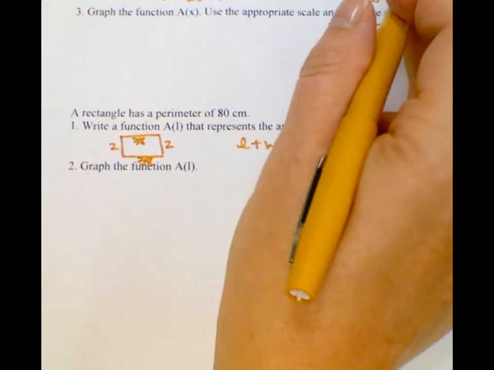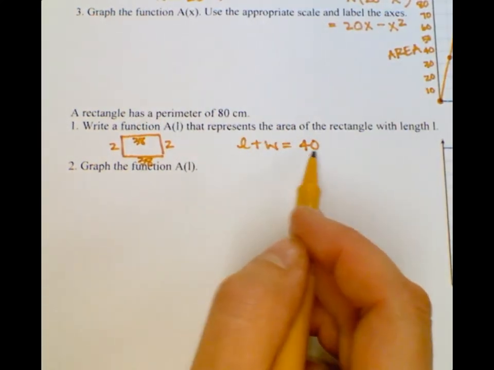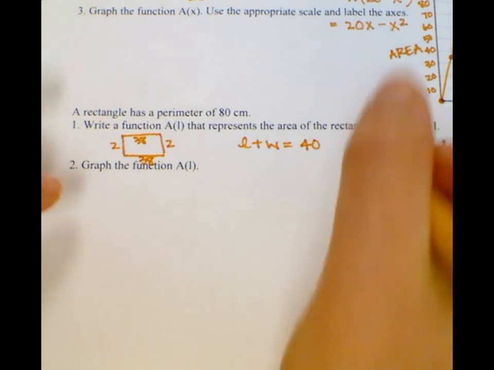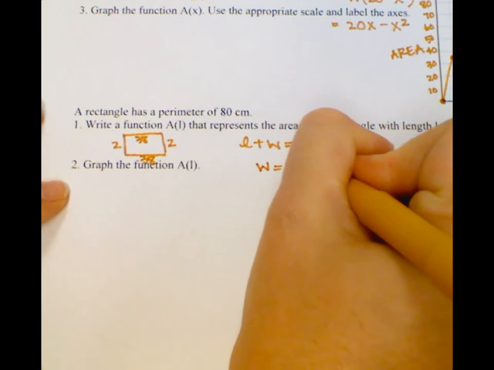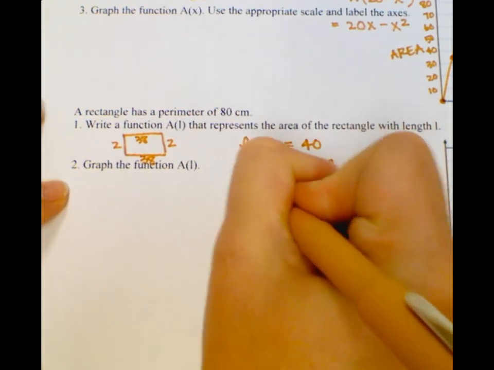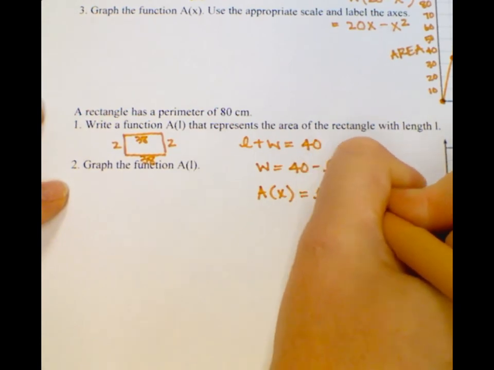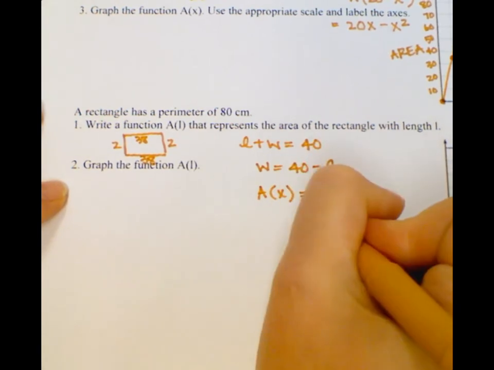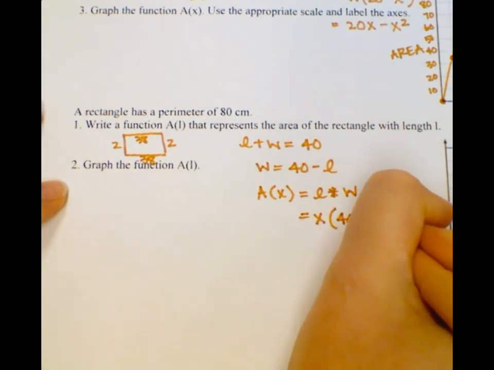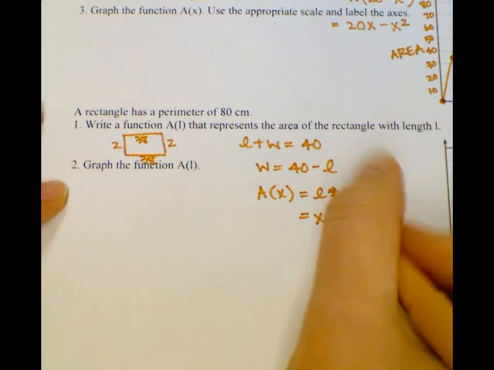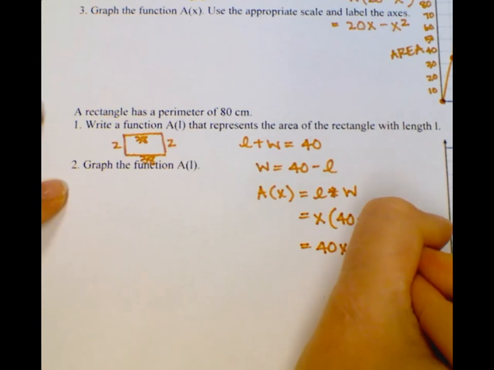Okay, so this one was length and width added up to 20 because your perimeter was 40. This one, your length and width add up to 40. Your perimeter was 80. So remember, we are going to solve for the W, so 40 minus L. And then when we write our equation, A of X, we know we're going to do length times width, but they want the length to be an X. So X is length. Your width is 40 minus your length. And then you just multiply, distributive property, 40x minus x squared.